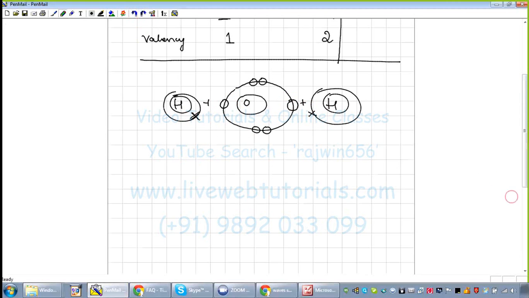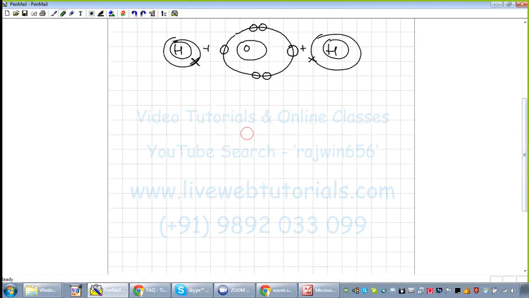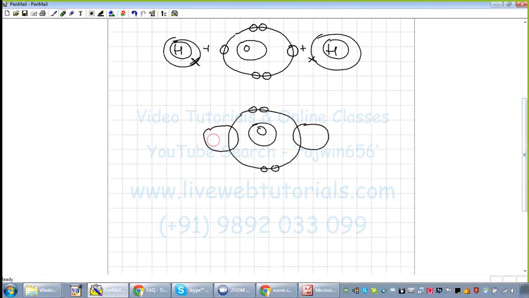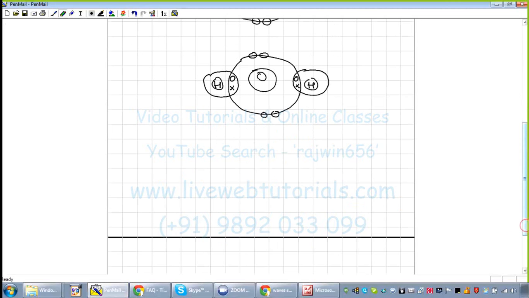Okay, I can show that water molecule with the help of the diagram. First the nucleus, these 4 electrons as it is, bonded orbits with hydrogen. 1 electron of oxygen, 1 electron of hydrogen. Same way on the other side. So the bond that can be shown over here will be like this.